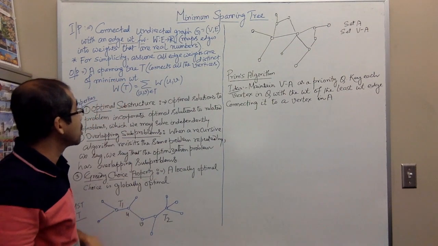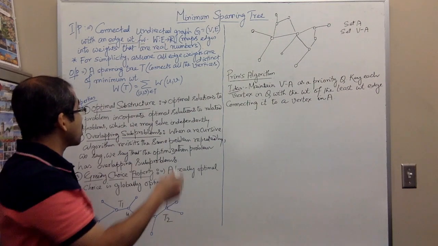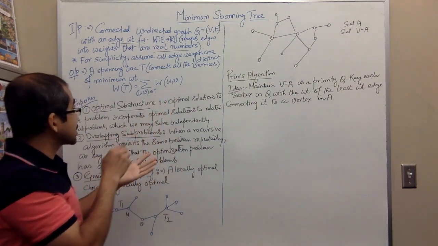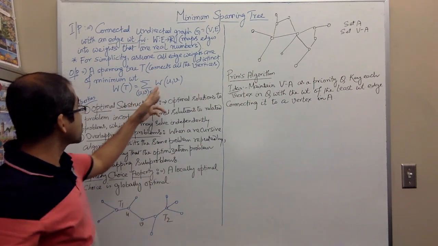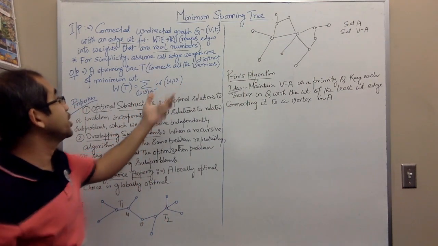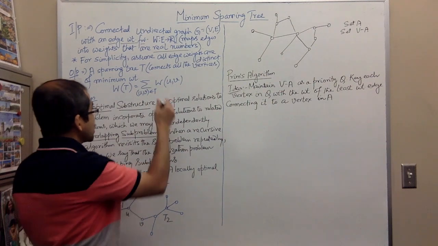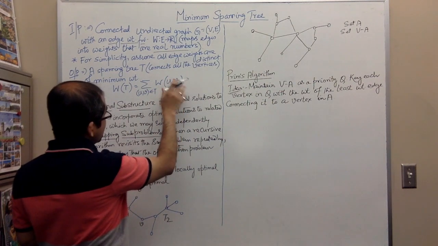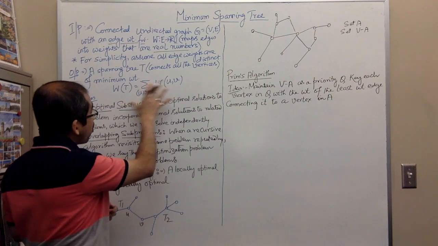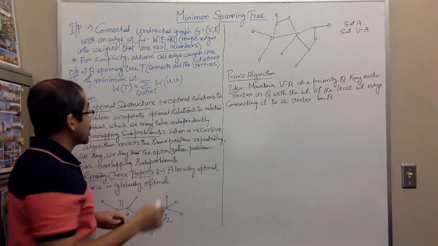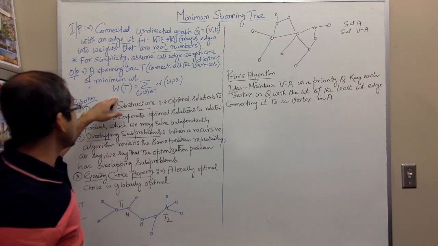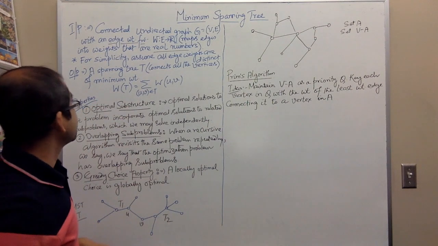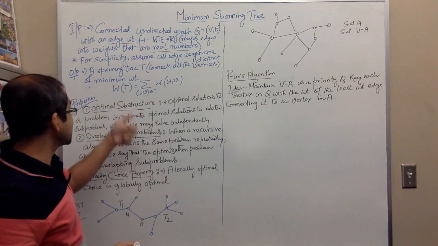So W(T) equals the sum of w(u,v). That means it is the sum of each edge weight. This is not the sum over an ordered pair uv. This is the weight function of edge uv, and the sum of all such edges belonging to the tree T. That is the weight of the tree. Then it will be the minimum weight tree once we can minimize this value.